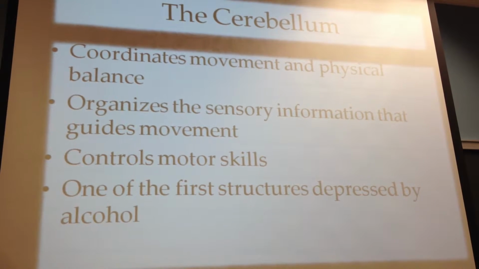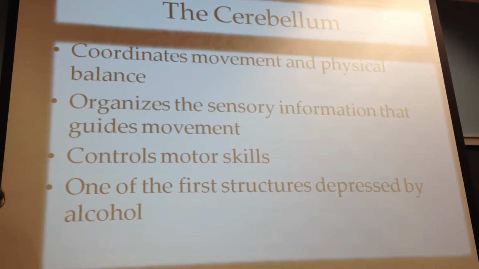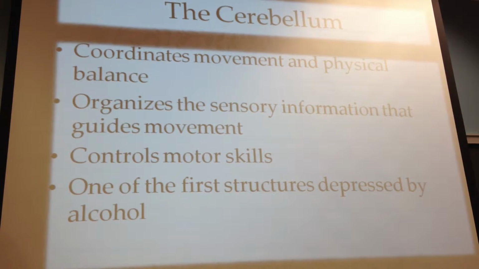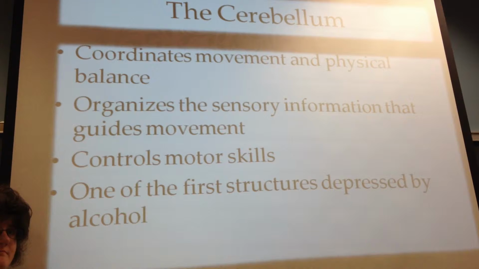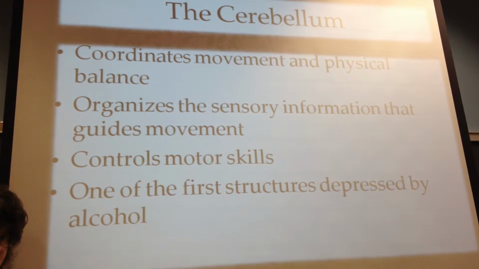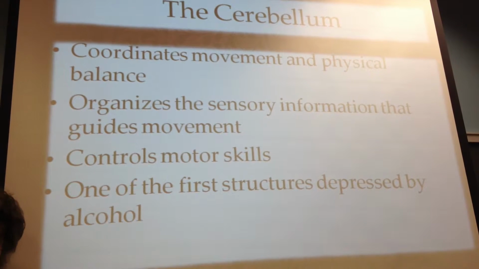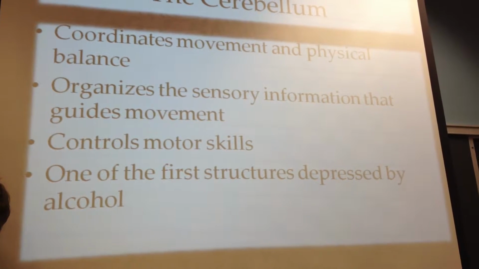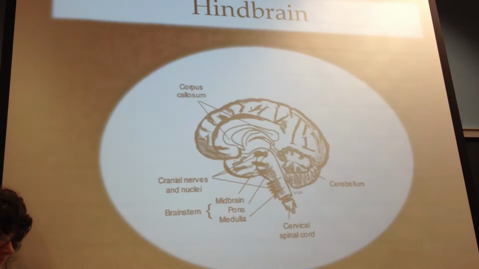The cerebellum makes up 25% of the brain, coordinating the body's movement and physical balance. It organizes the sensory information that guides the movement. This structure is also responsible for the control of fine motor skills. Over hundreds of millions of years of evolving, while the cerebrum grew, the cerebellum accommodated it by increasing neuronal density. It is also one of the first structures depressed by alcohol.